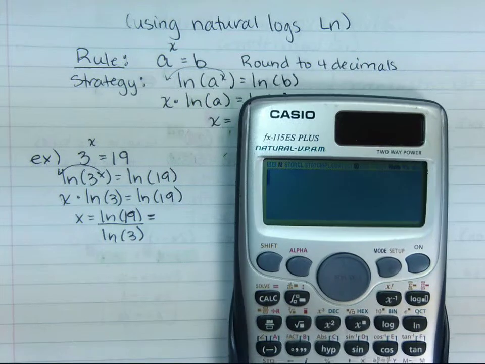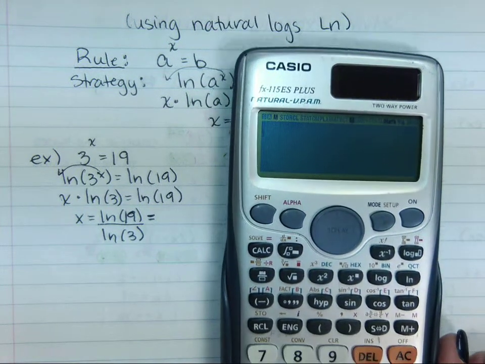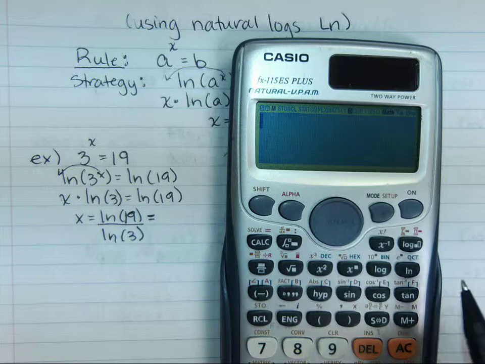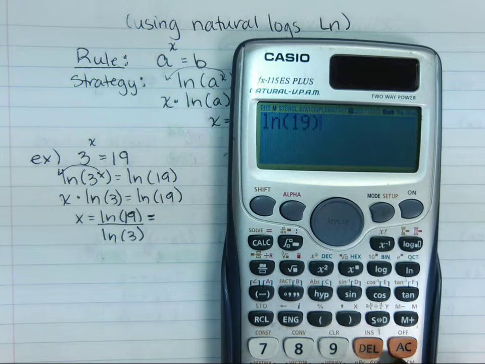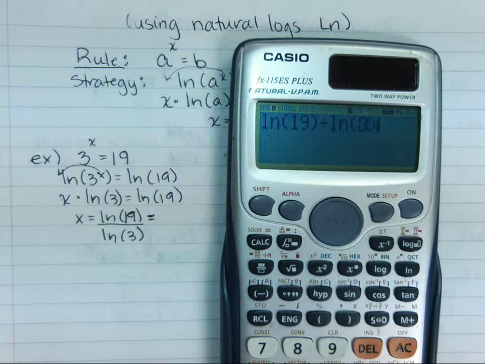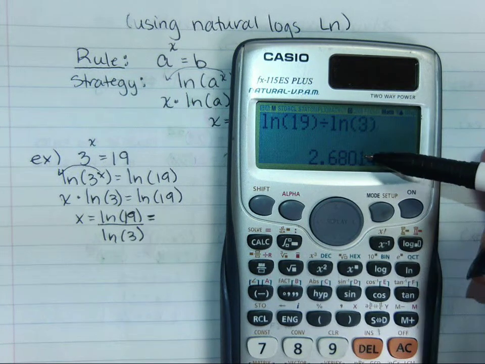And this is where your calculator is going to be important. So you need to find out where on your calculator is the button that says ln. On different calculators, it's in different places. On this calculator, I can just hit the ln of 19. Make sure you end the parentheses, divided by the ln of 3. And then this number I can round to 4 decimals, which means that I want 1, 2, 3, 4.